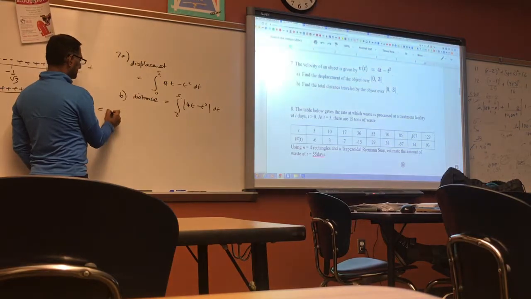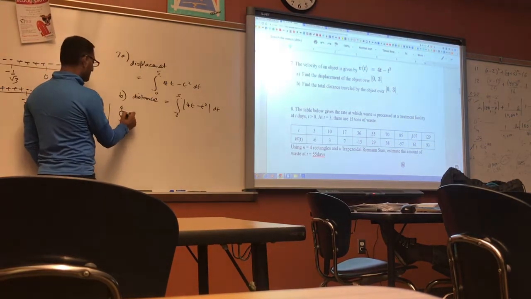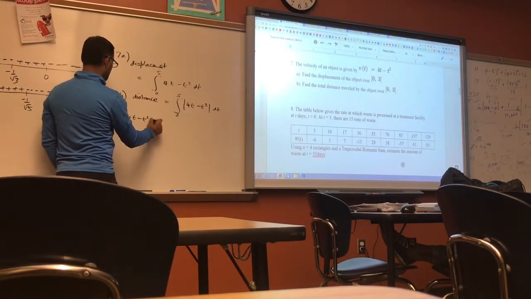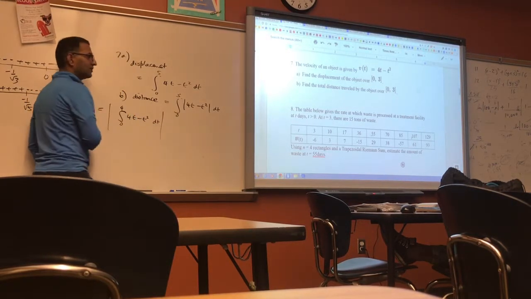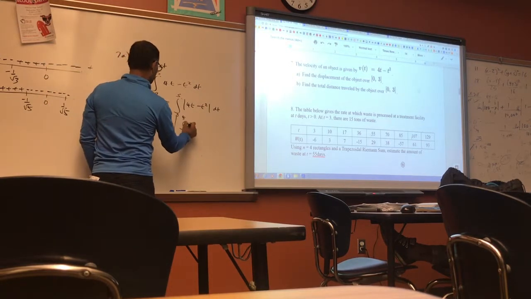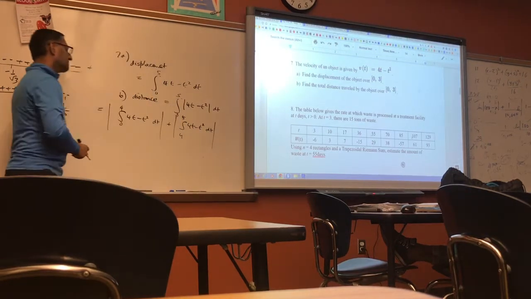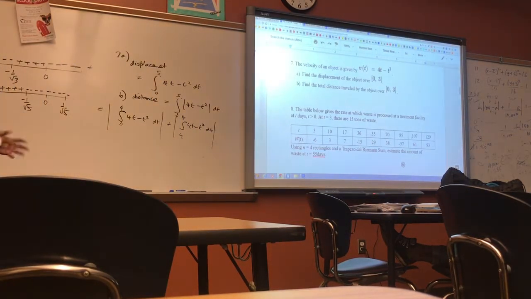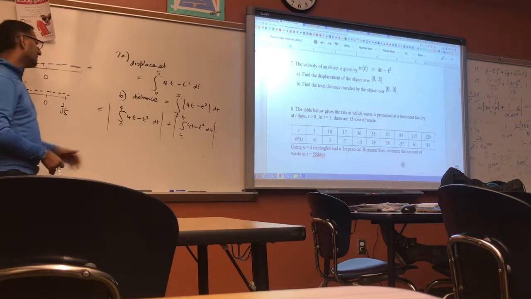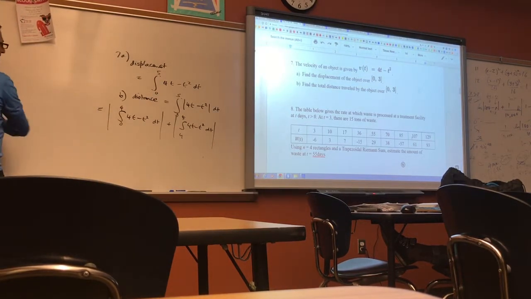The integral from 0 to 4, absolute value of 4t minus t squared dt, absolute value close, plus the integral from 4 to 5, absolute value of 4t minus t squared dt. So there is one question like this. It's tedious, but slow and steady. Integrate this, integrate this. Yeah, we'll actually do this for practice. Okay, this is going to be done.